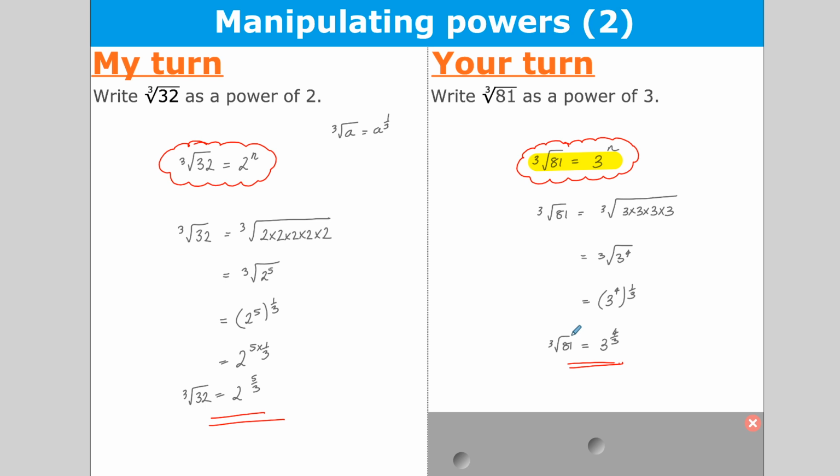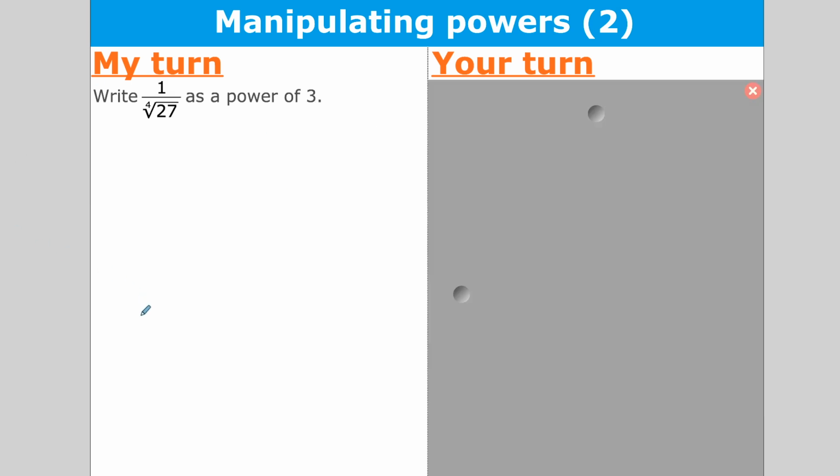Okay, nice work, people. Happy with how we've done. It's time to get more tricky now. Today we're involving square roots and cube roots. Maybe we're going to throw a little bit of negative powers in there. Let's see where we get to. Here we go. Next question.